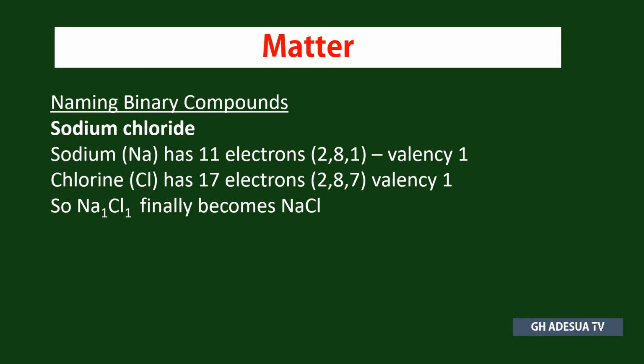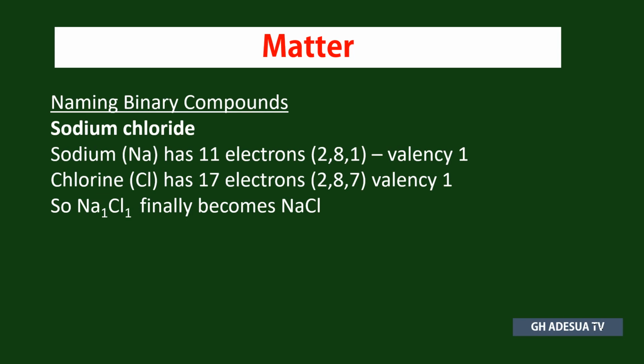Because the outermost electrons are 7, and when it has 7, it will prefer taking on 1. That 1 it takes on gives it a valency of 1. So to write your binary compound of sodium chloride, you write Na and Cl.